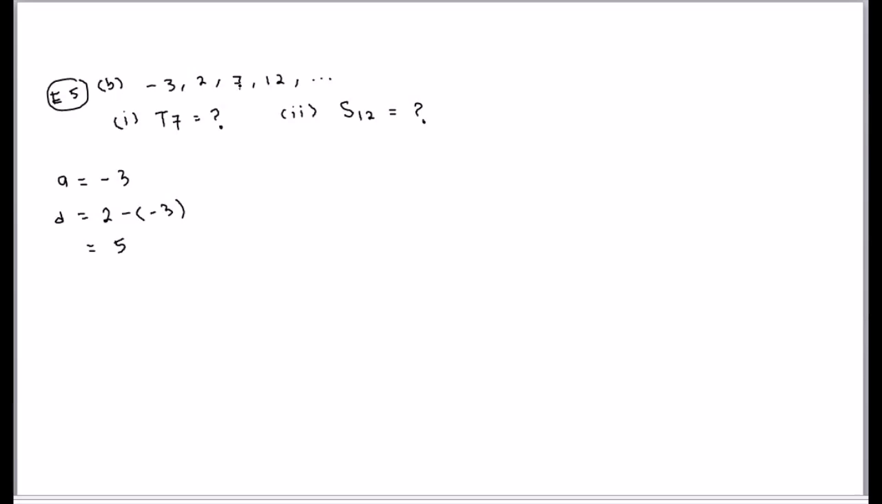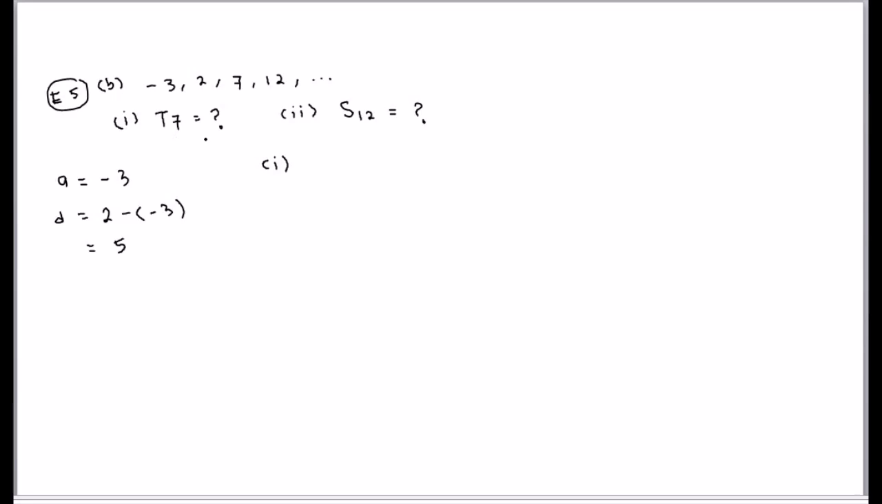If you choose 7 minus 2, we still get the answer 5. Or you can also choose 12 minus 7, which also equals 5. So the common difference D equals 5.